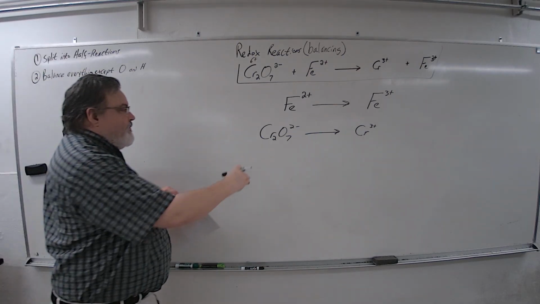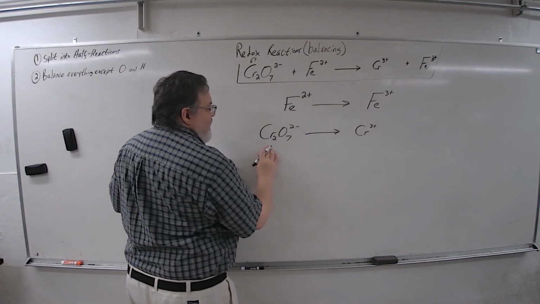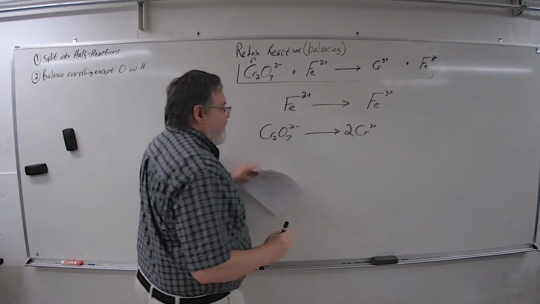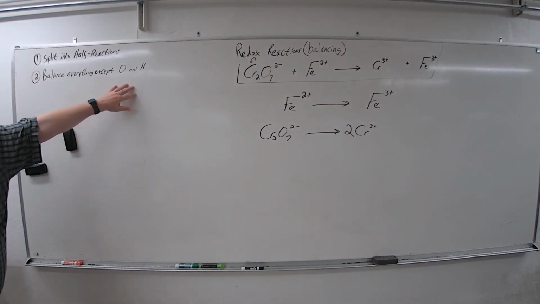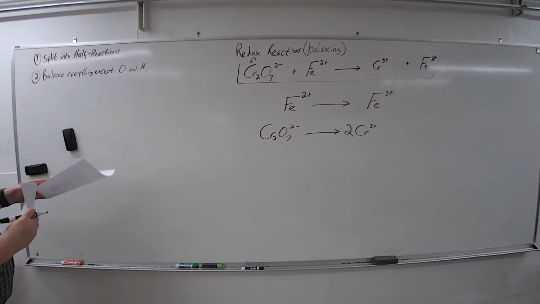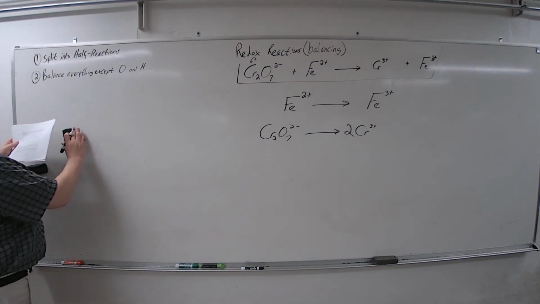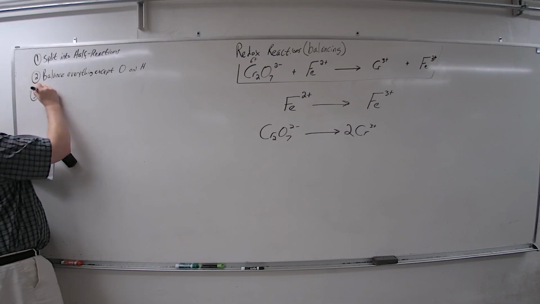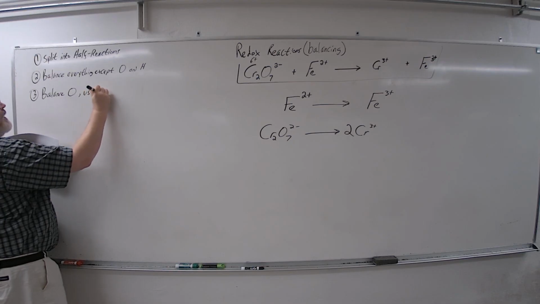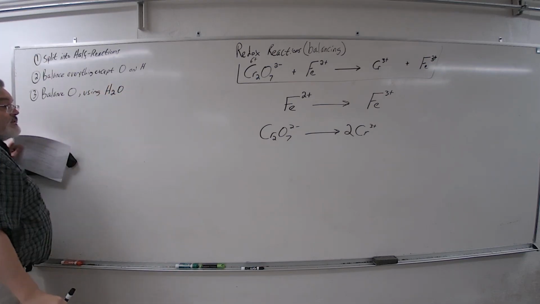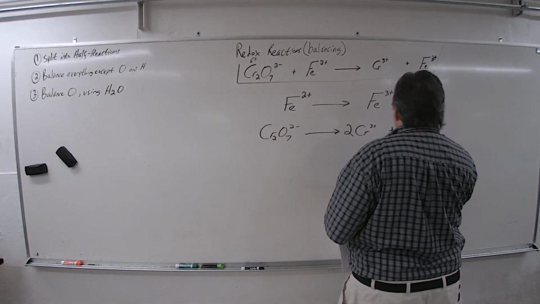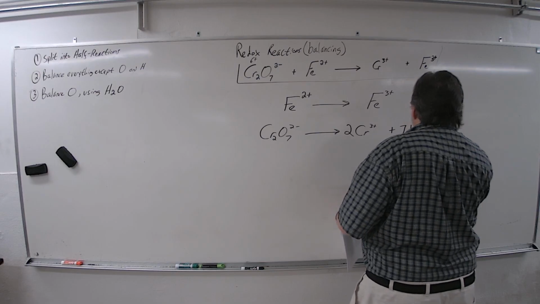To balance that, there's one iron here and one iron here. That's good. I've got 2 chromiums here, so I've got to put a 2 here. I'm ignoring the oxygen. So ignore the oxygen and hydrogen first. You with me? Now we balance the oxygen. If I want to balance this oxygen over here, I need 7 H2O.